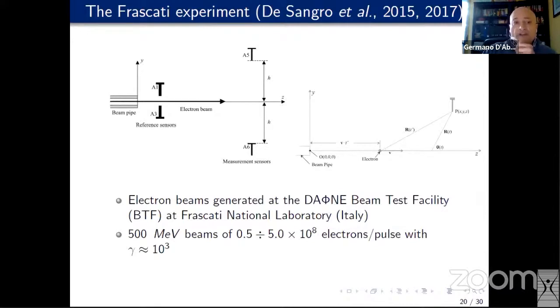Bunches of clusters of ultra-relativistic electrons, with gamma nearly equal to 1,000, which means that their velocity is very close to the velocity of light, are generated at the Frascati beam test facility and delivered to a 7 meter experimental hole, as is shown in this figure. Moreover, sensors to measure the electric field generated by the electron beam were placed at a maximum distance of about 5 meters from the pipe exit. This is the pipe exit, this is the beam delivered by the pipe, and more or less 5 meters away the measurement sensors were placed.